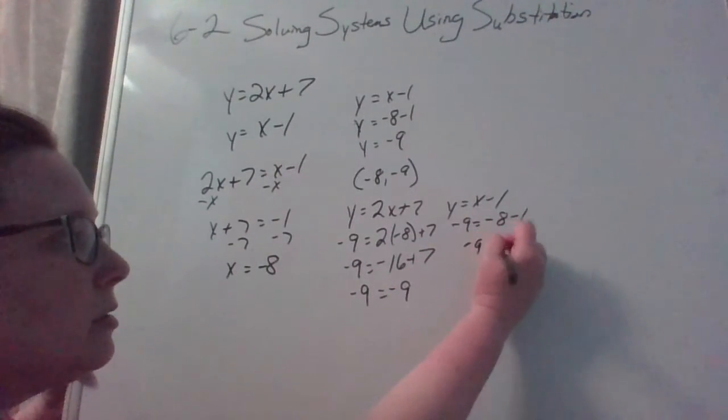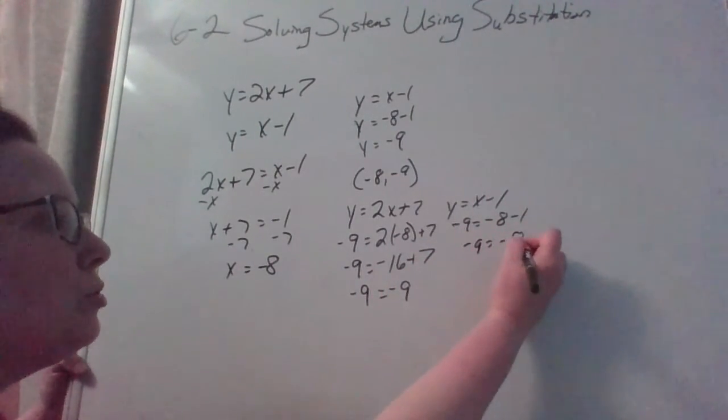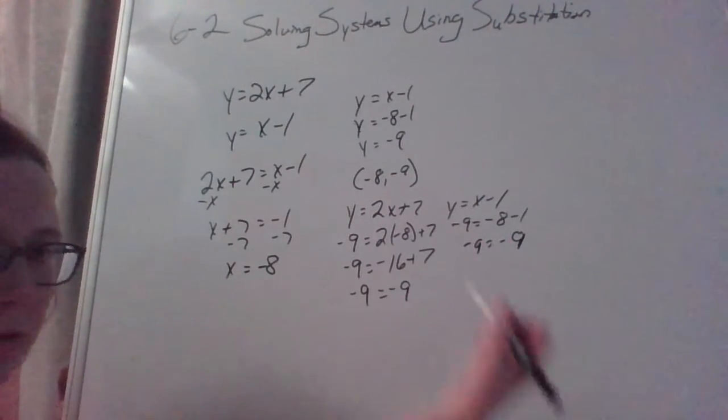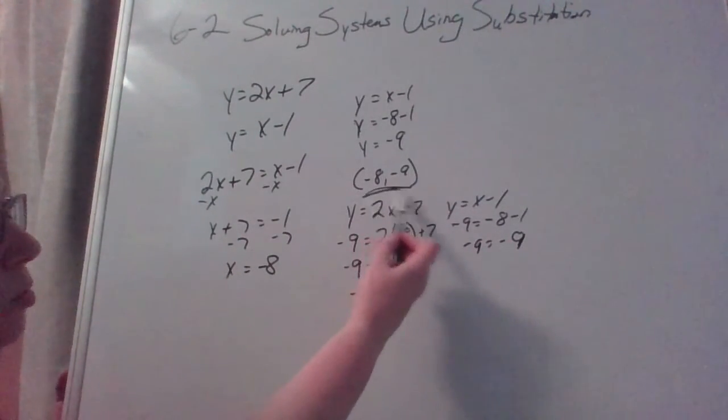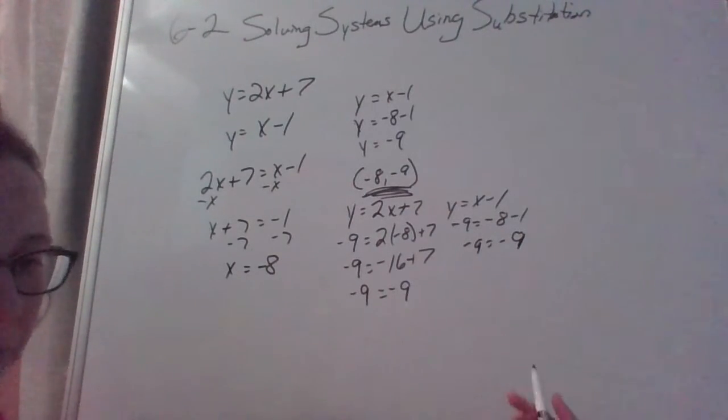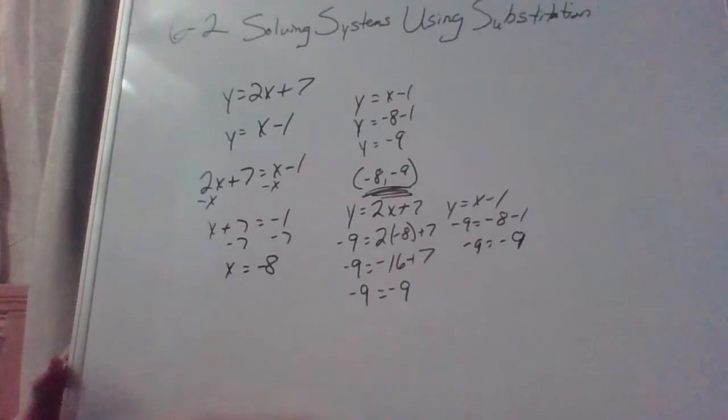Alright, so we get two true statements. -9 equals -9 and -9 equals -9. Those are true, which means that this was a good solution to our system of equations. Moving on to problem 2.